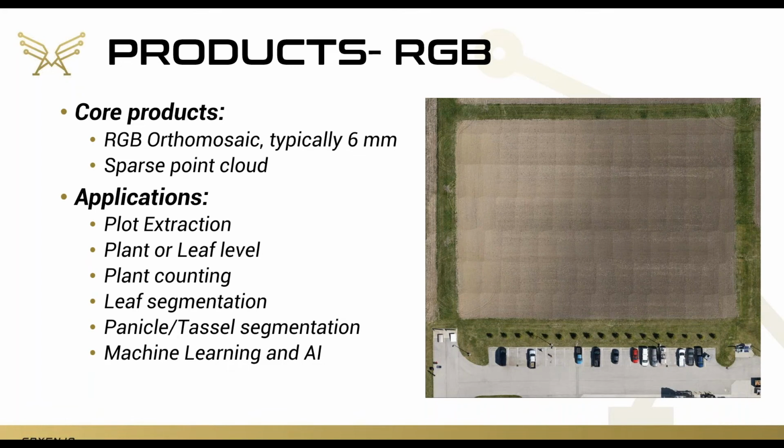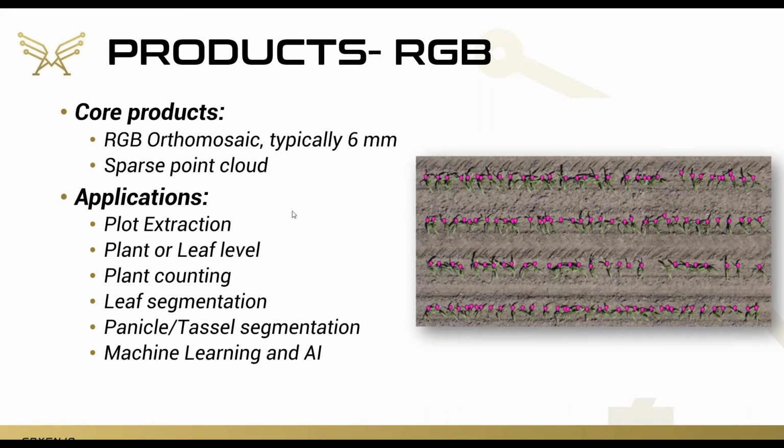And these data sets, RGB, LiDAR, and hyperspectral, look like we're going to show you here. First, in RGB, typically we're using these as 6mm flights. We typically fly at about 44 meters. Again, you can fly lower, you can fly higher. We'll take not only the orthomosaics, but also the sparse point clouds as needed. Most of the applications in this area are around things like plot extraction, looking at the plant or leaf level, things like counting tassels, counting plants, those kinds of things. And increasingly, because of the resolution, machine learning and artificial intelligence applications for pattern recognition, etc.